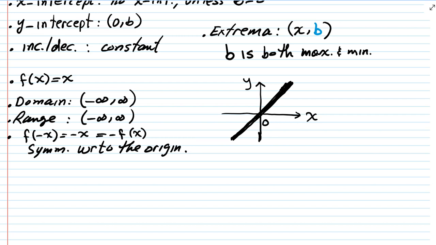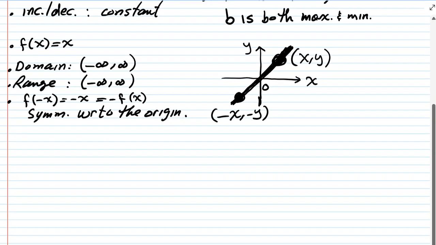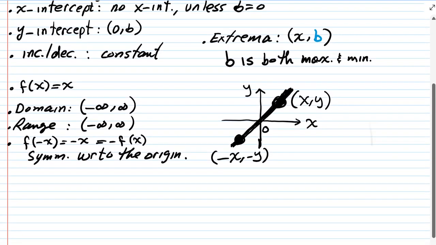Okay, so here's what that means again. Suppose this point (x, y) is on the graph, then this point (negative x, negative y) would also be on the graph of the function. All right. And what else we have?